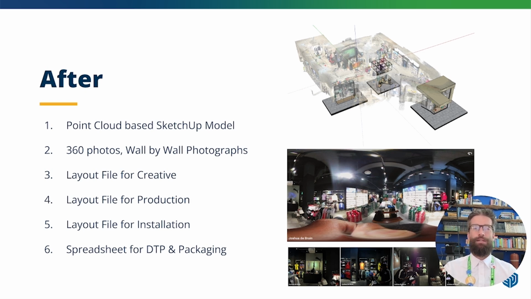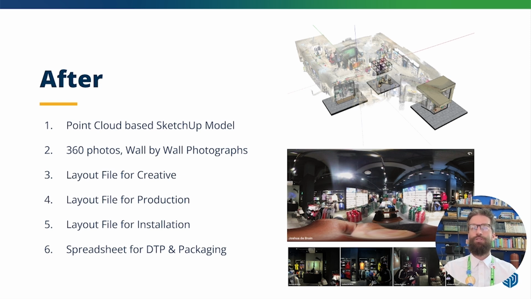All right, then what did we propose and how are they currently operating afterwards? Well, we created a point cloud-based SketchUp model. We've got a laser scanner that we use for retail spaces. You can also use an iPad or your phone to do some laser scanning. You can then create that point cloud. You can use that to create your SketchUp model, your digital twin.